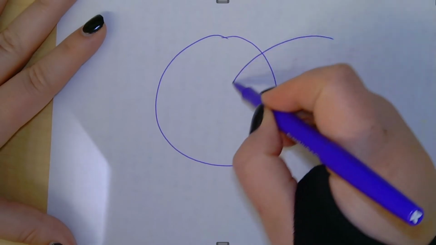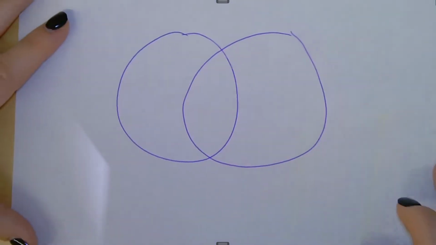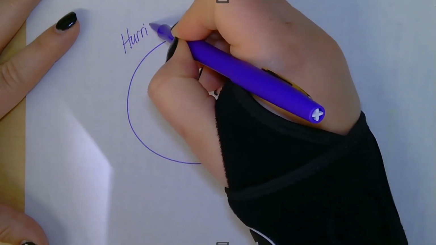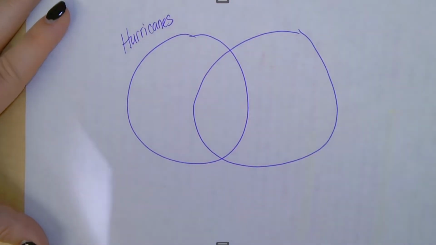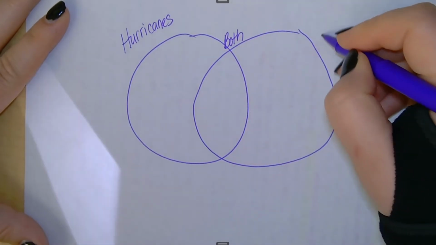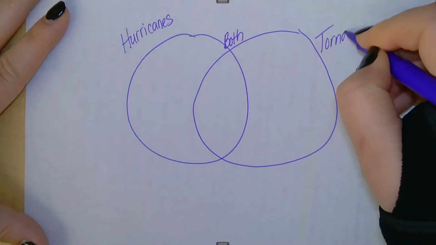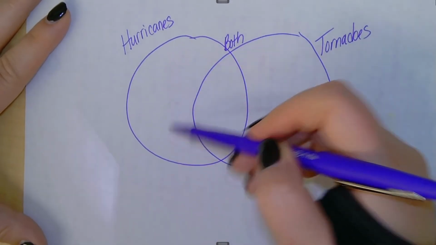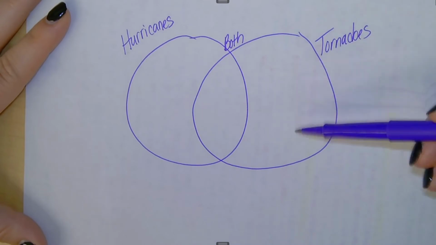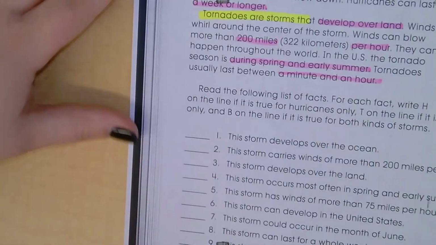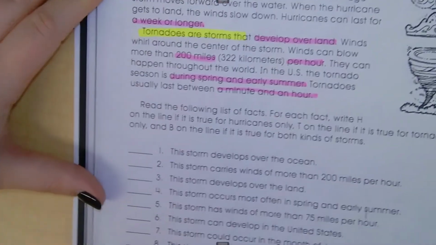A Venn diagram, which you would have seen in 1st and 2nd grade, looks like this. And you would have one storm on this side. You would have both in the middle. And you'd have the other storm on this side. Okay? So if it's true for hurricanes only, it would go here. If it's true for tornadoes only, it would go here. If it's true for both, it would go here. So we're doing a Venn diagram without actually drawing it, but we are breaking down the information the same way.